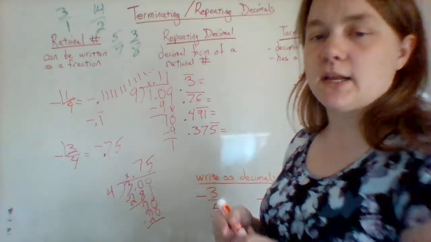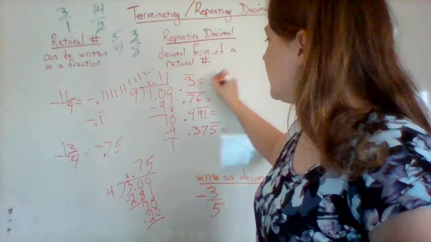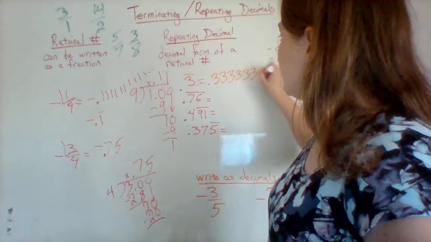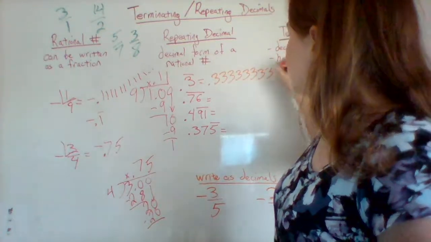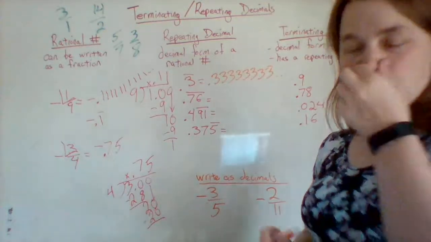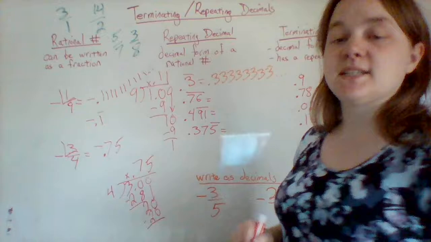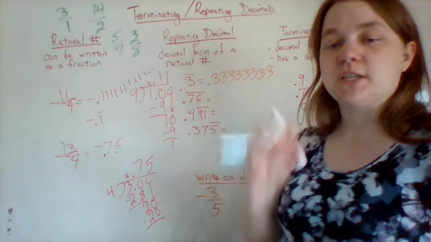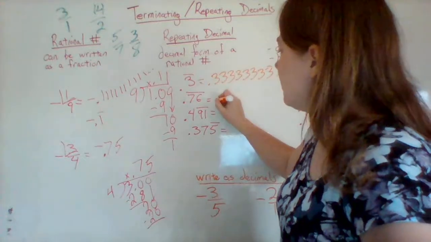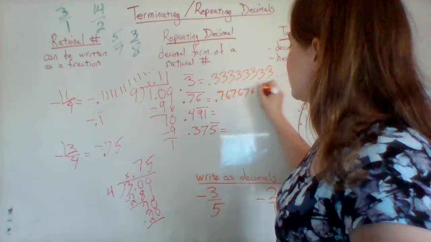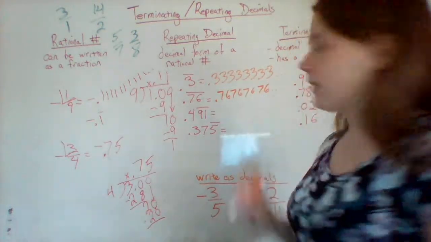0.3 repeating is going to be 0.3333333, and it will keep going because the bar notation is above the 3. So that tells us that the 3 repeats. 0.76, when that bar notation is above the 7 and the 6, will be 0.7676766, and just keep going.